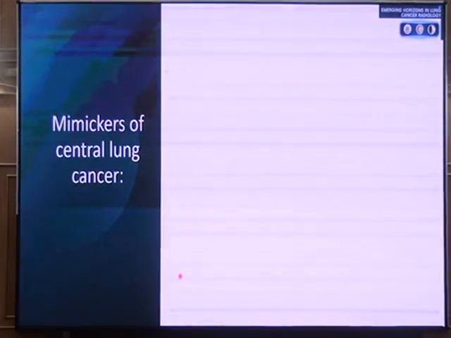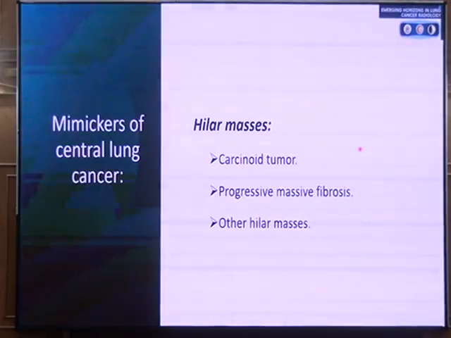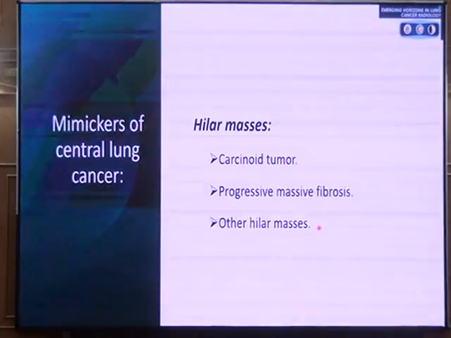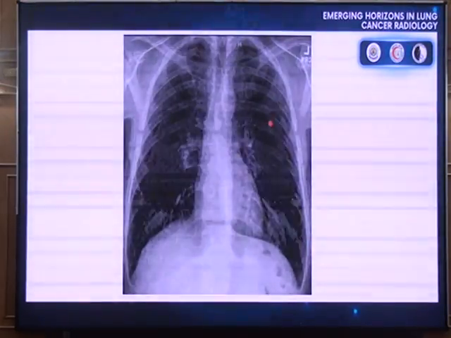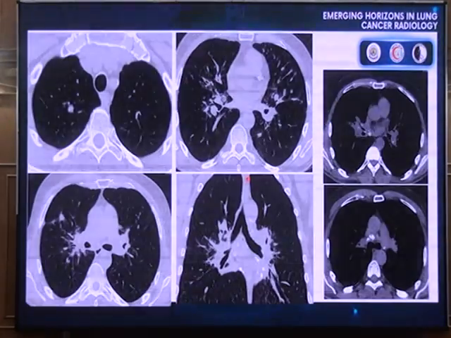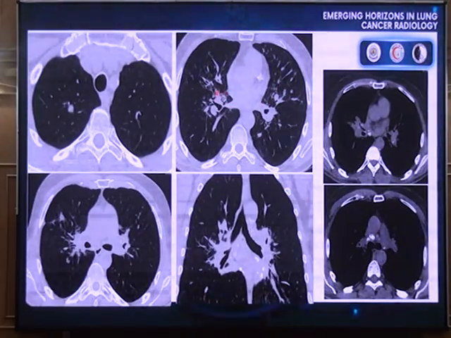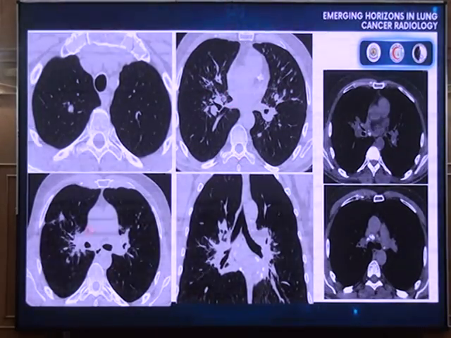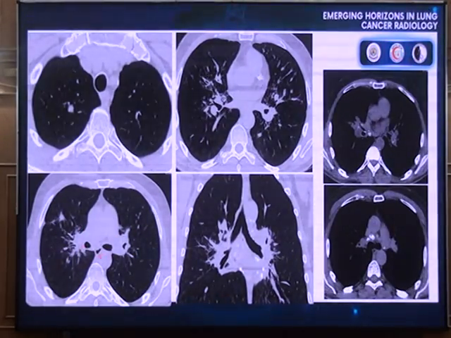Second form, lung cancer can present as a central lung mass, which should be differentiated from other hilar masses such as carcinoid tumor, progressive massive fibrosis, and other hilar masses. As you see in the chest X-ray, there are bilateral spiculated parahilar masses. On the CT, there are multiple perilymphatic nodules with predilection to the upper and middle lung lobes, and there is associated peribronchovascular thickening with radiating bands coming out.